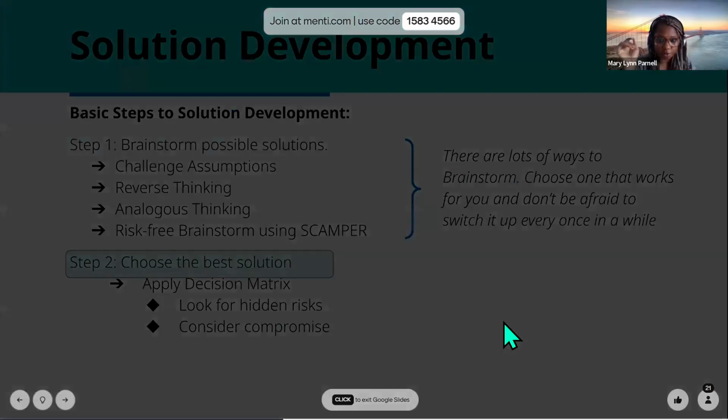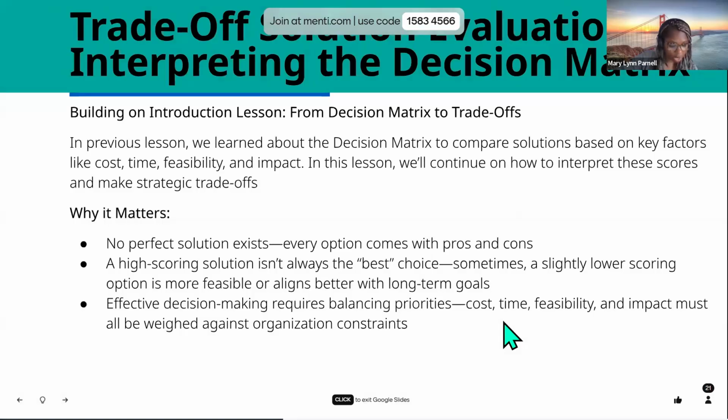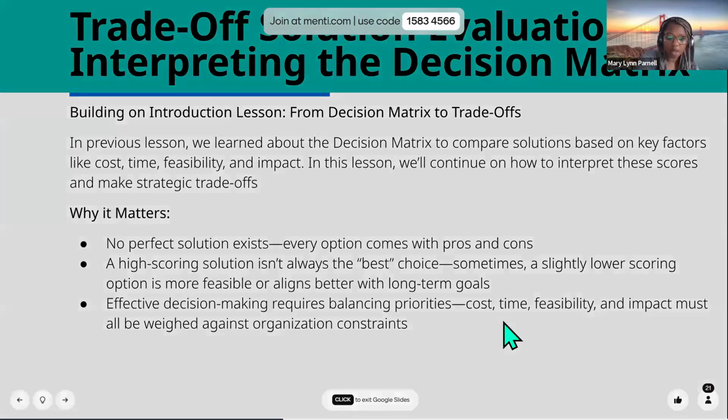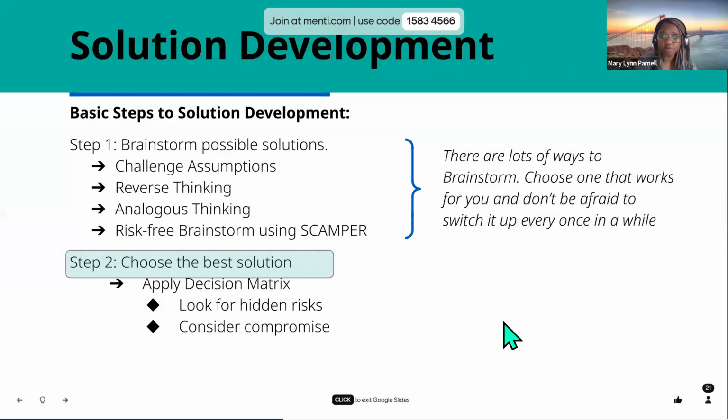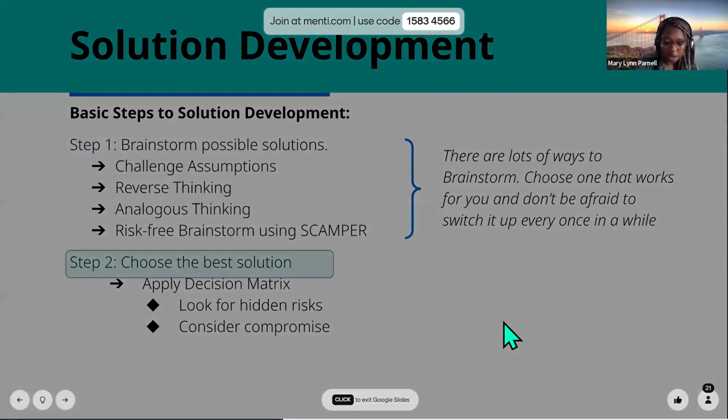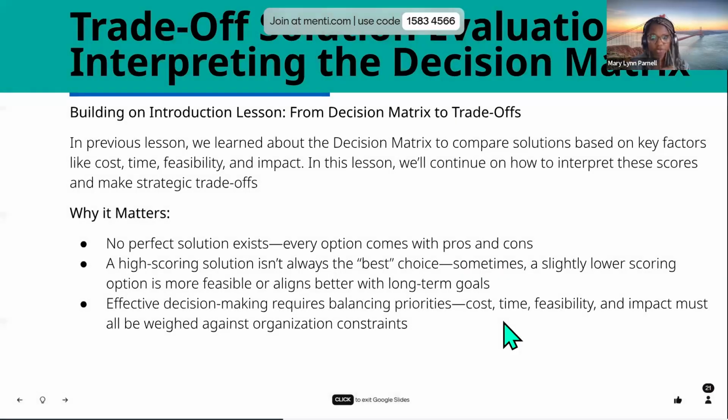So, a quick overview of the decision matrix that we have. The two goals for that would be looking for hidden risks and considering compromise. This is the added layer to what we covered the first time with the decision matrix, but we're also now applying this idea of looking for hidden risks and then considering compromise. And so when we look at a trade-off solution evaluation, how do we interpret the decision matrix?